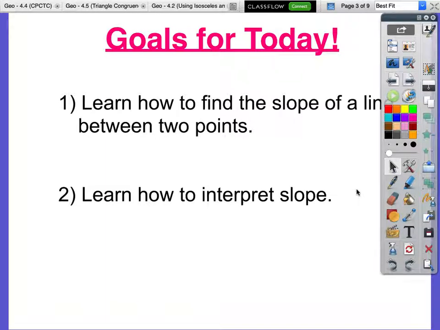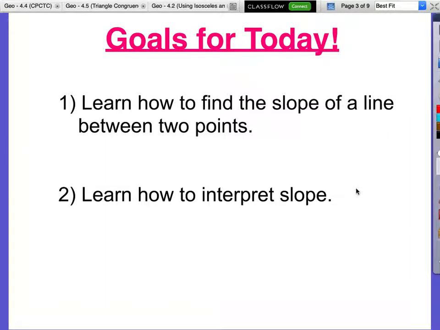So goals for today, you don't have to write this part down. Goals for today: learn how to find the slope of a line between 2 points, so if you're given 2 points, like the coordinates, and learn how to interpret slope, like what the slope means and that kind of stuff.